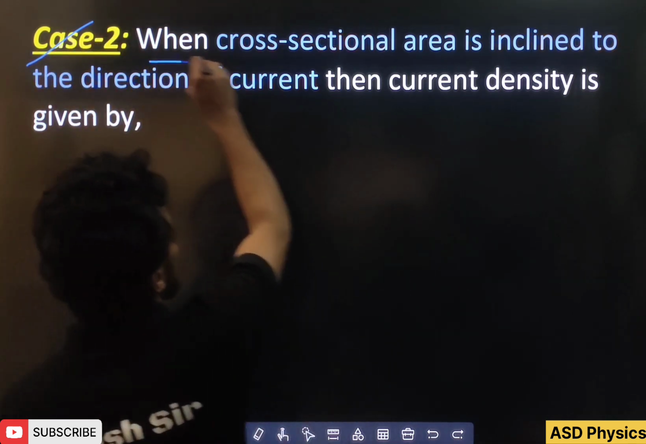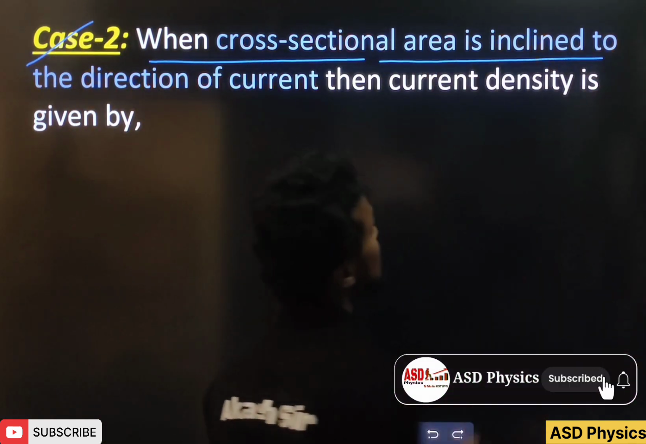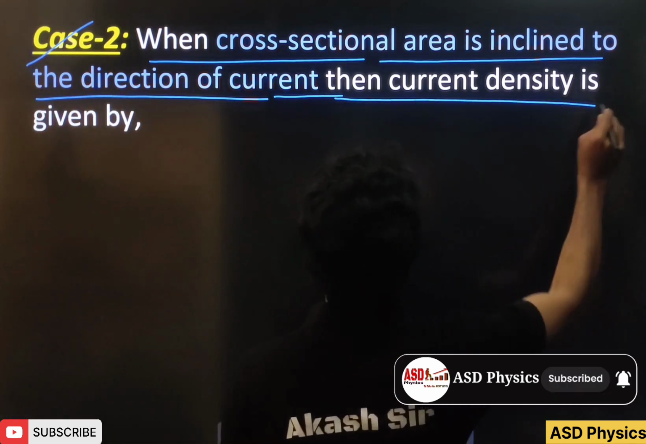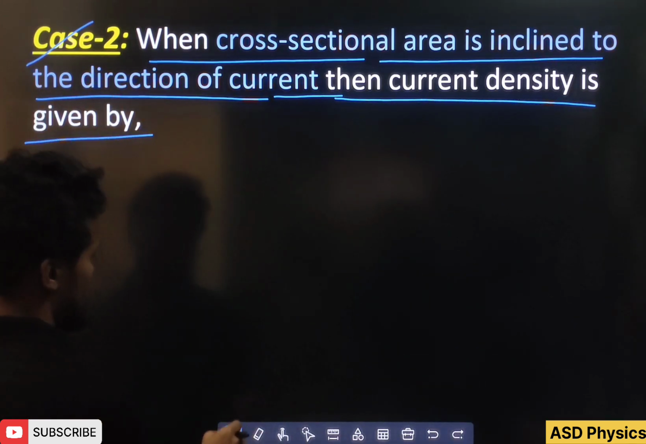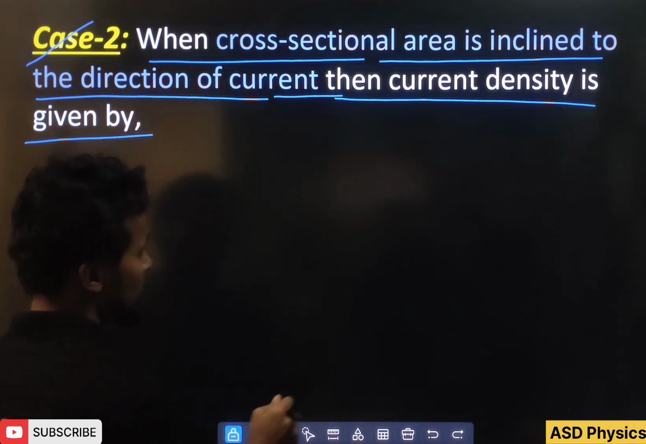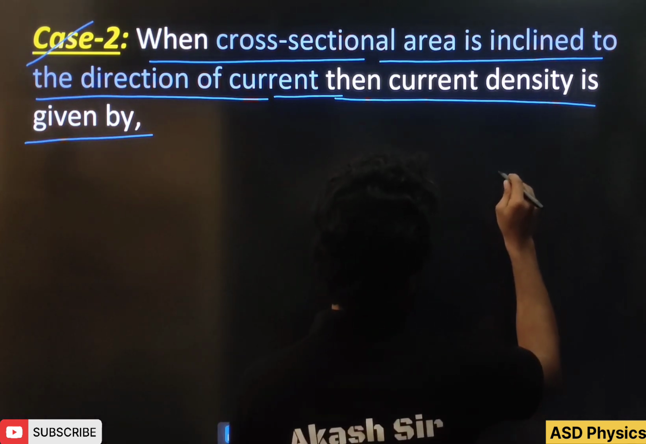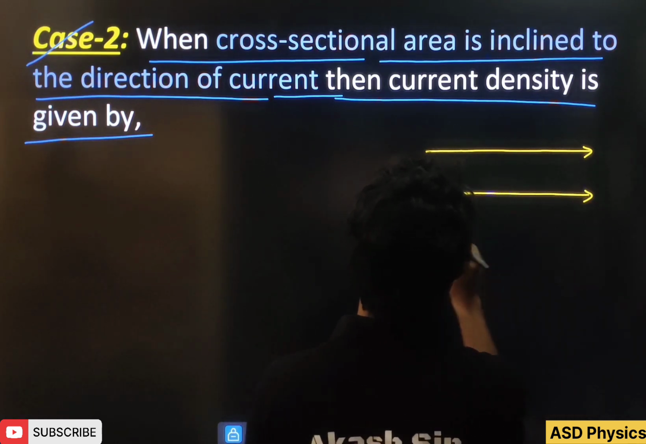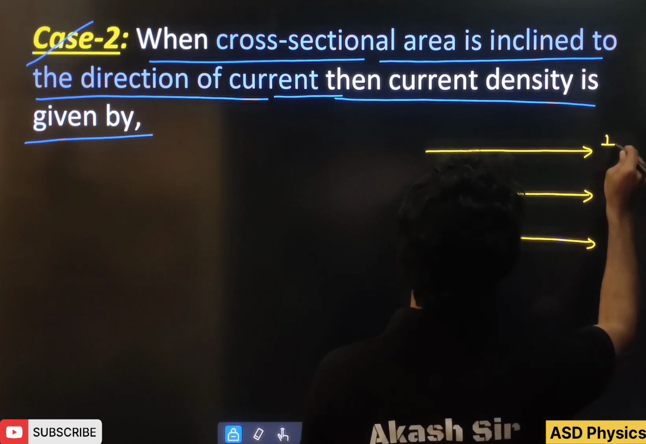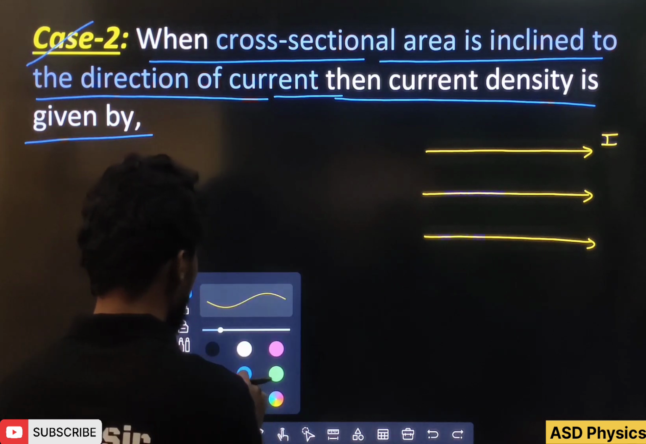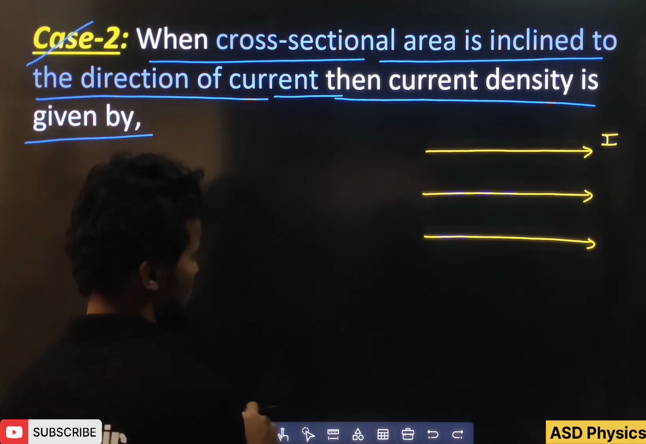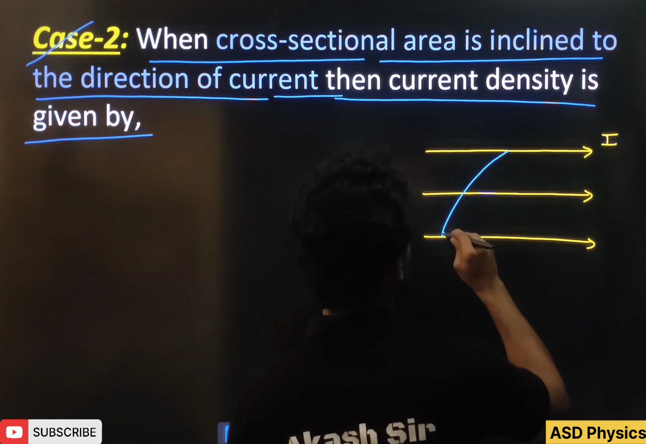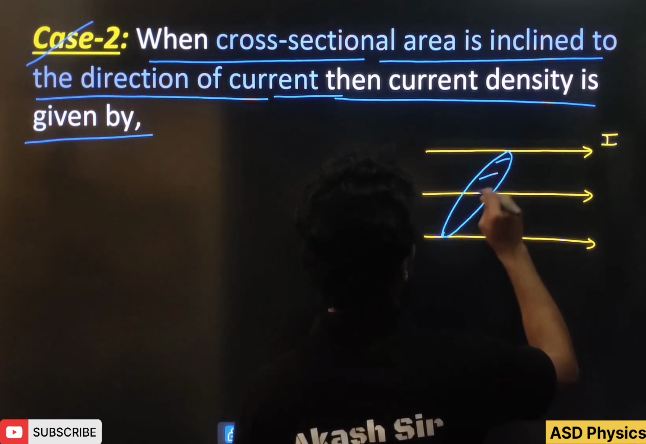When the cross-sectional area is inclined to the direction of the current, then the current density is given by what? Let's take an example. First let me draw here. Let's take this as the current, this is the direction of the current. Then there is a cross-sectional area, and now the cross-sectional area is given something like this.